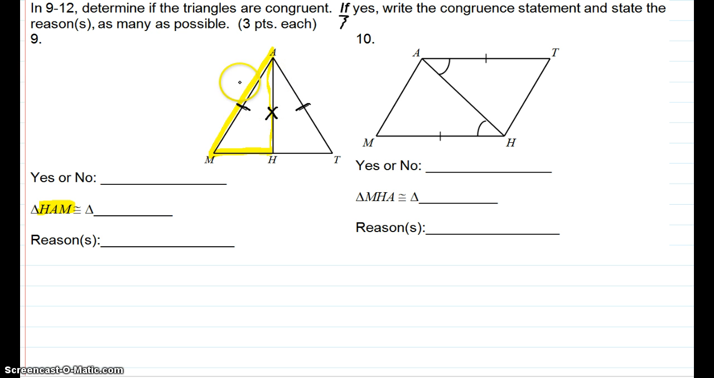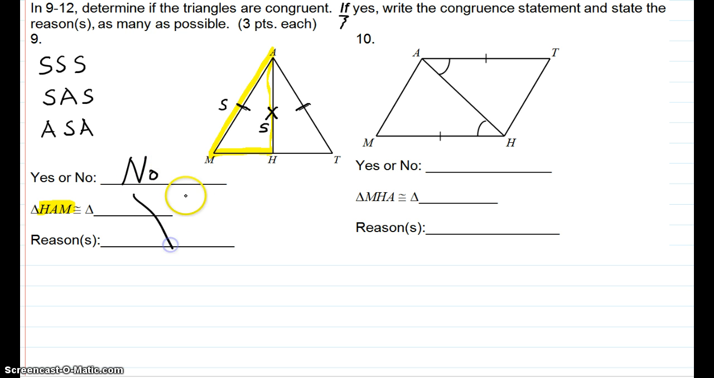And so now we got to determine, is there any other information I know from looking at this figure? So to show that two triangles are congruent, we have three possibilities. We have side, side, side, side, angle, side, and angle, side, angle. So as we look at this, I know a side, I know another side, and that's all I got. I need at least three things. I don't know anything about these angles, so I can't assume anything. So these triangles are not congruent, so no. And as soon as I write no, I'm going to cross out these other two spaces. I don't want to write anything there.